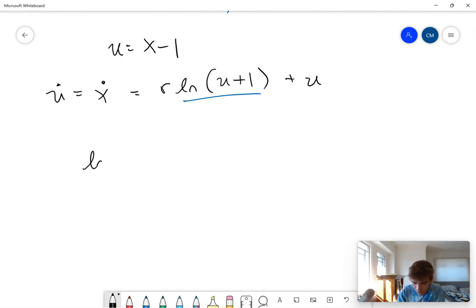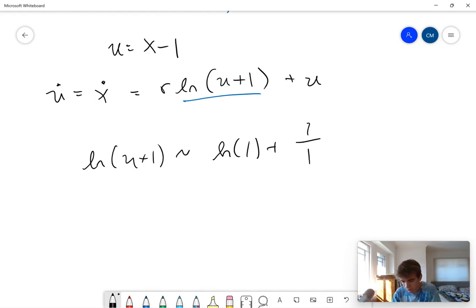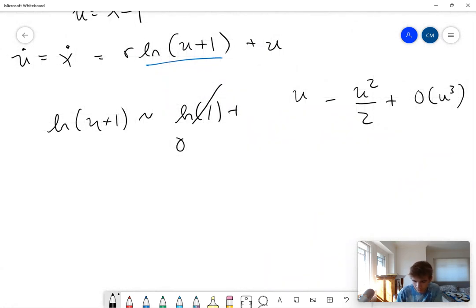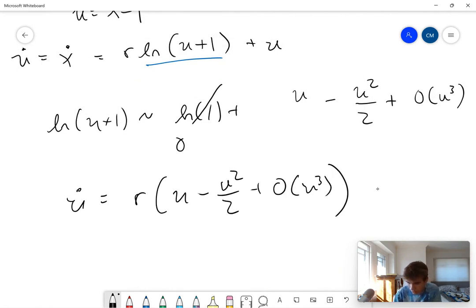So natural log of u plus 1 is approximately natural log of 1 plus 1 over 1, and then we have the u term, and then we're going to have a minus u squared over 2, and then plus higher order terms, okay? And you can verify this Taylor expansion on your own. This goes to 0. I'm just going to rewrite this. We have u minus u squared over 2 plus higher order terms. So I'm going to say that u dot is equal to r times u minus u squared over 2 plus cubed terms, plus u.